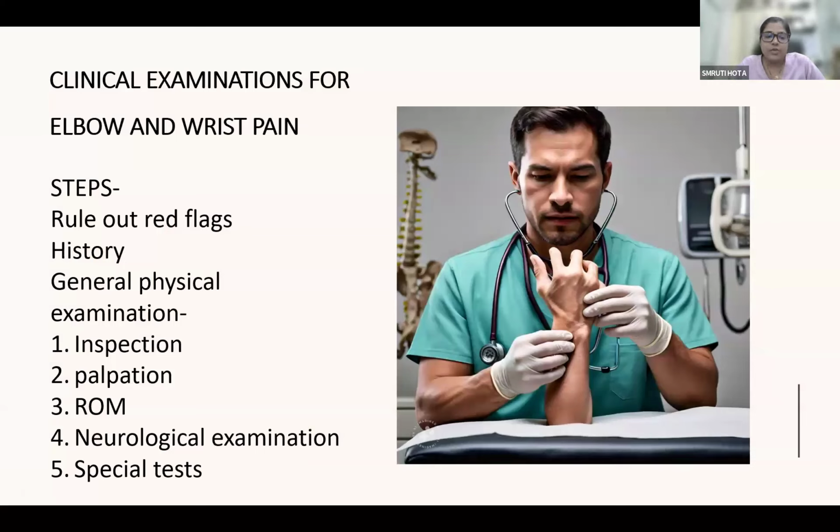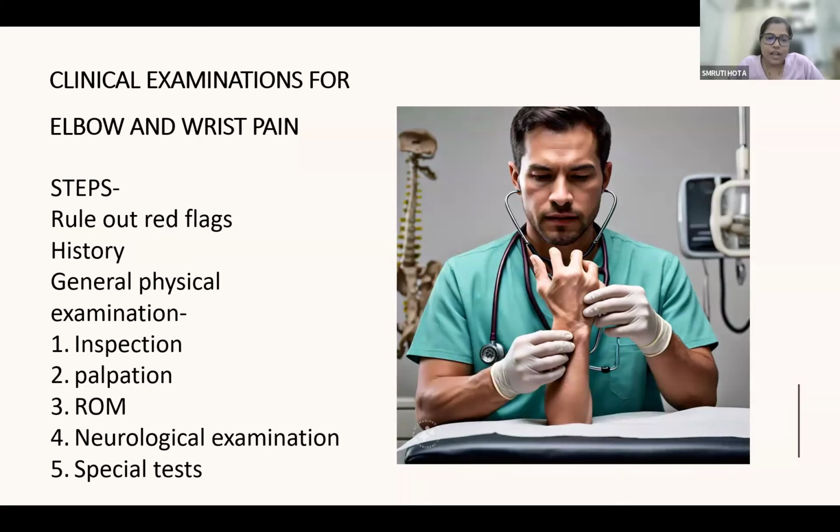There are a few basic steps before knowing the elbow and wrist examinations. First, in the OPD, you should know how to rule out the red flags and what can be the red flags for your wrist and elbow pathologies. Mostly, any nerve injury, any compartment syndrome, any fracture, any infection. These are very common red flags here.